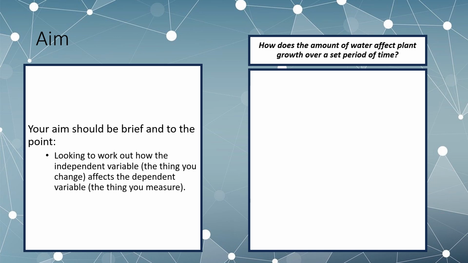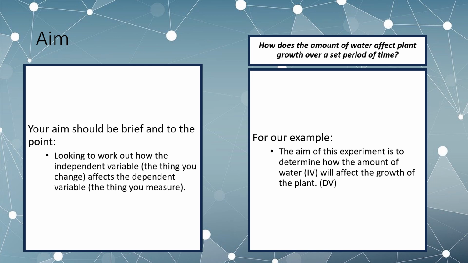For our example, the aim of this experiment is to determine how the amount of water, that is our independent variable, will affect the growth of the plant, that is our dependent variable. As you can see, it is short and sharp and to the point, but clearly and concisely states what the aim of our experiment is.